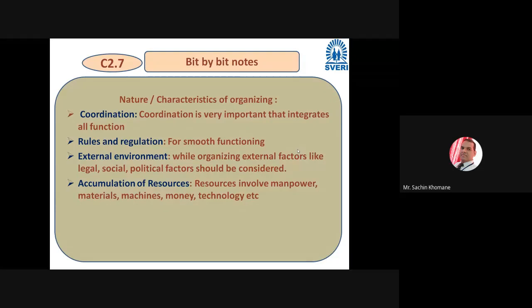And why is it required? For smooth functioning in day-to-day life also. Rules and regulations are important. Why is this required? For smooth functioning, nothing else. Some discipline should be there, right? So in industry also, some rules and regulations are there for smooth functioning of the working in that particular organization. Smooth functioning means work should go without hurdles. So that's why rules and regulations.